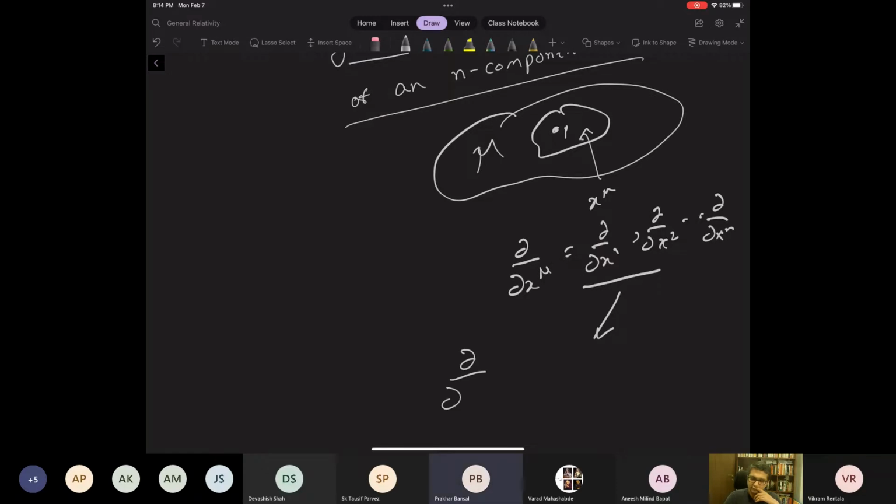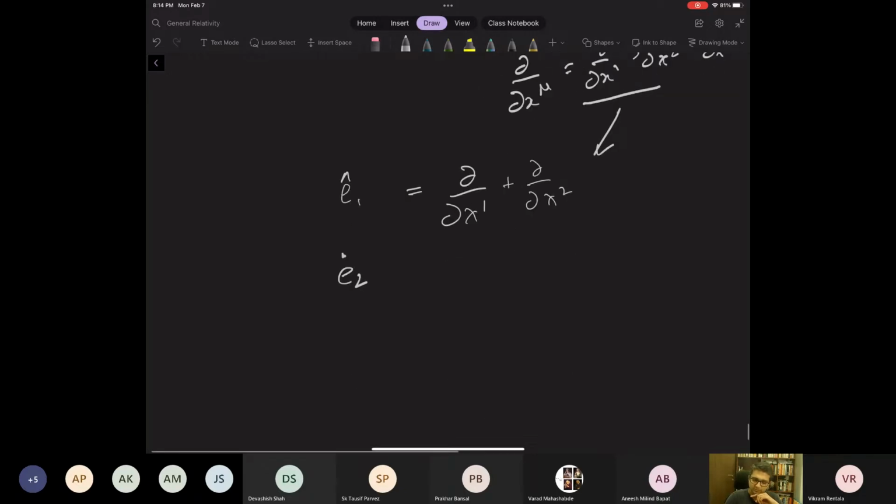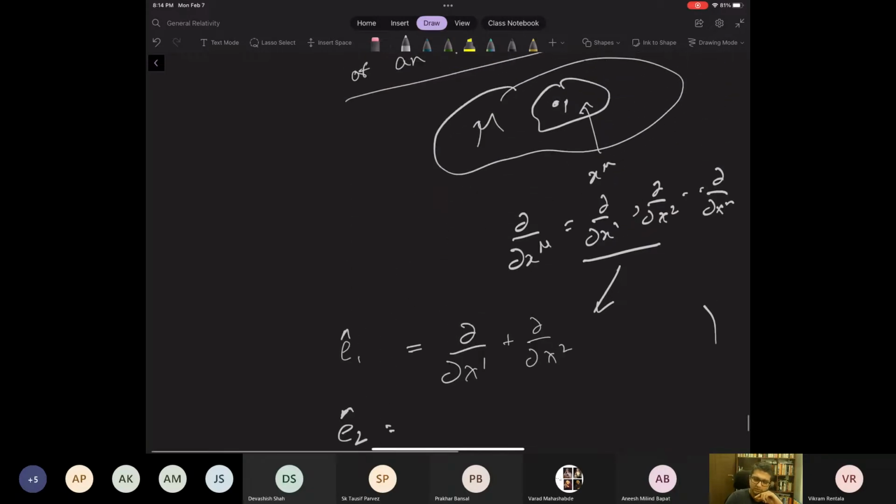So for example, I could take this combination, and I could use this to define a new basis vector. I have to define a complete linearly independent set, using these basis vectors.